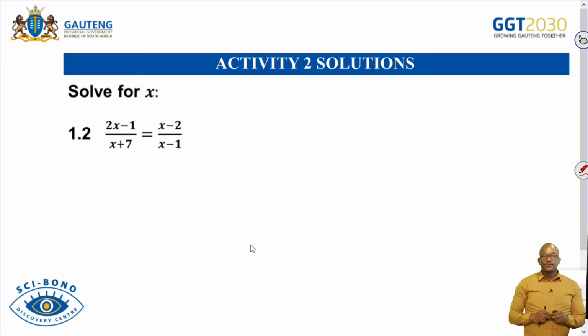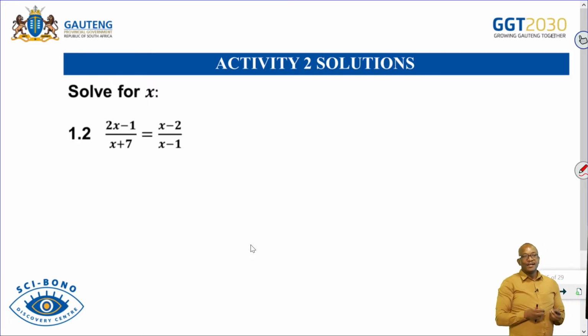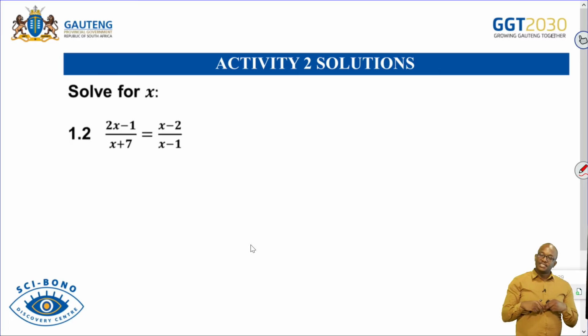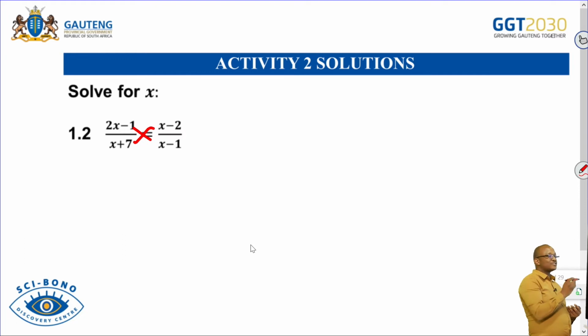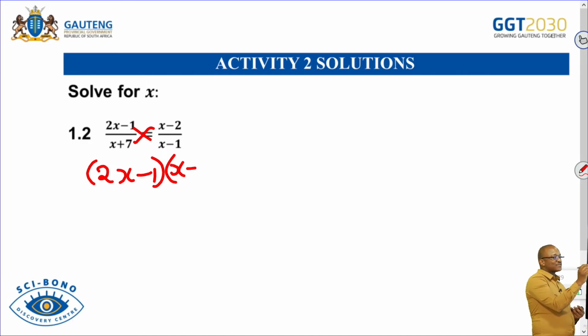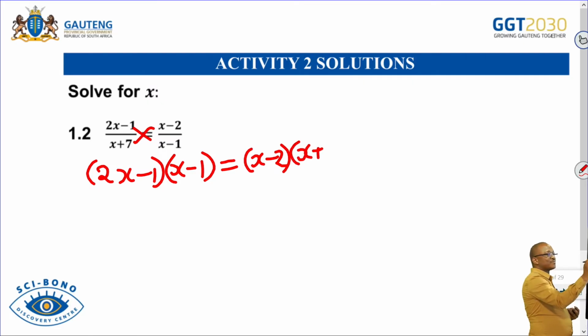Okay, looking into the second one, here we have two fractions both sides. And remember, we can either multiply by the denominators both sides or we can cross multiply, because whatever method or technique we are going to apply here, by multiplying both sides by the denominators or cross multiplying, they are going to take us to the same equation. So now we will opt to cross multiply. If you cross multiply, you're going to have 2x minus 1. Remember, you multiplied with x minus 1. You will have x minus 2 into x plus 7.